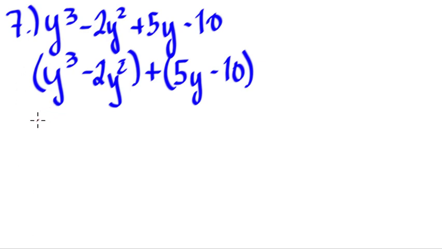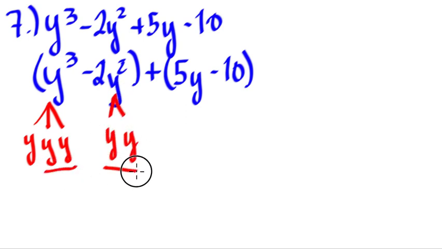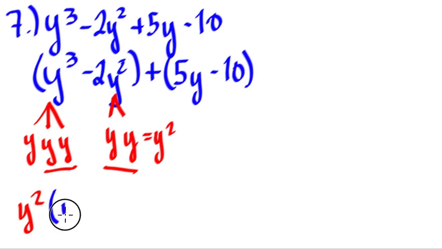So y cubed is actually like y times y times y. Y squared is like y times y. So they both have the y's. So let's take the y squared out. Remember, y times y is y squared. So what we have is y squared times whatever is left. If we take y squared from y cubed, we still have the y. If we take the y squared here, we still have the minus 2. Now, how about the other term?